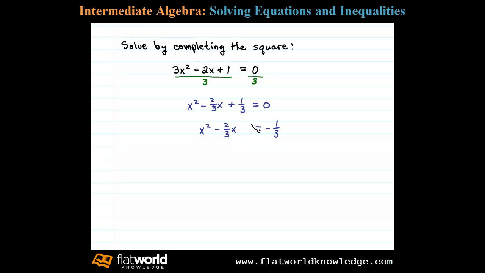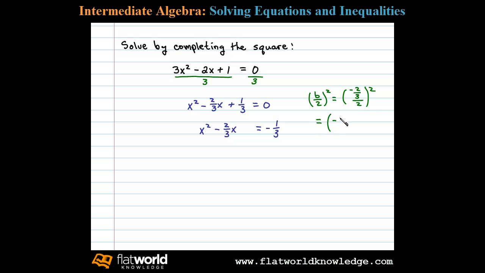Now at this point I left space for the value that's going to complete the square here. To find that value, we need to look at b over 2 squared. Now in this case, since the leading coefficient is 1, b is negative 2/3. So we need to calculate negative 2/3 divided by 2, and then square that.